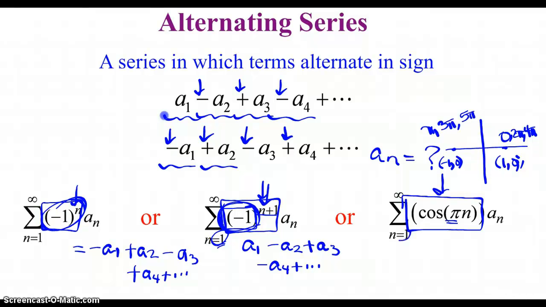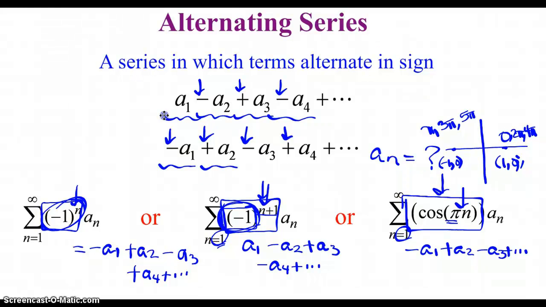So when n starts at 1, we start here at the cosine of pi. Well, the cosine of pi is negative 1, so it would be negative a sub 1. When n is 2, that's the cosine of 2 pi, so that would be positive a sub 2. When n is 3, that's the cosine of 3 pi, which would be negative a sub 3, and so forth. So that alternating term can look like anything, so be on the watch for that.